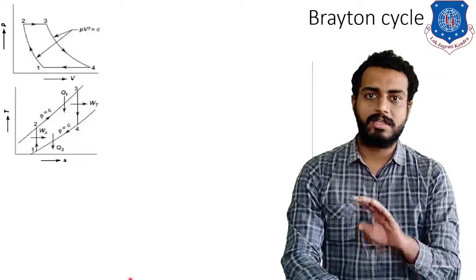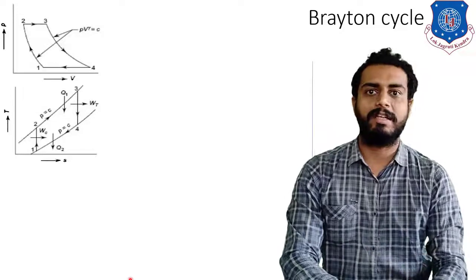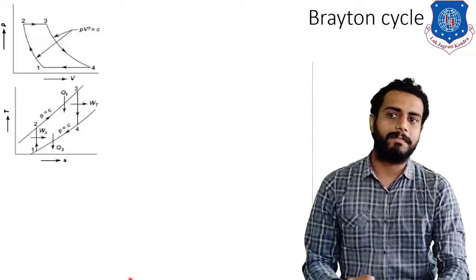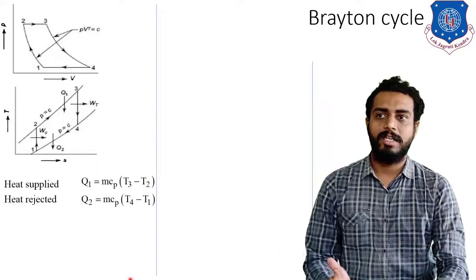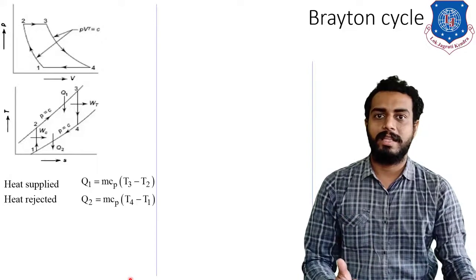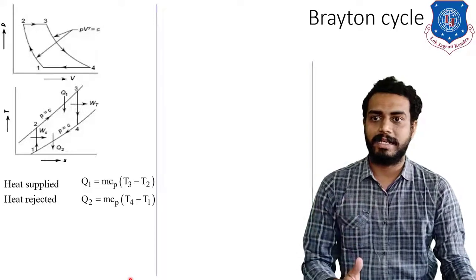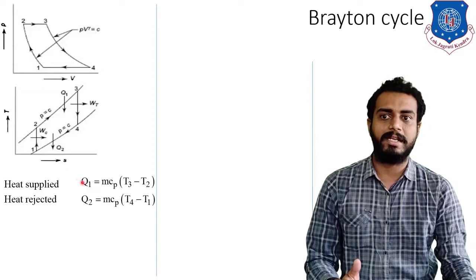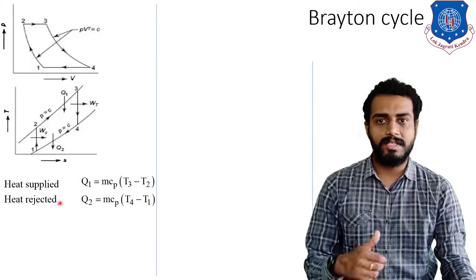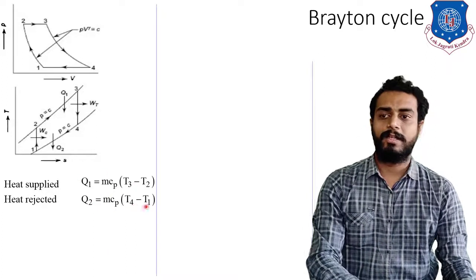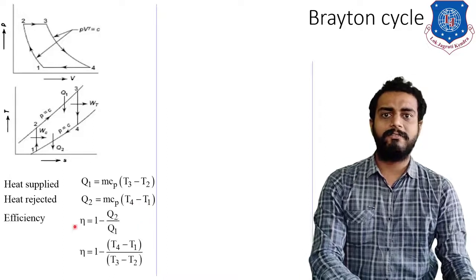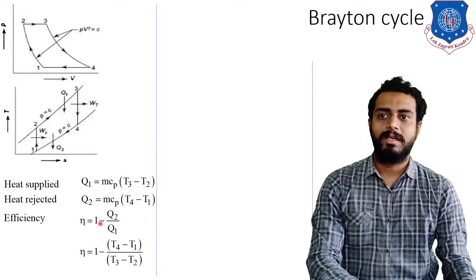The derivation is just simple and just like the Otto cycle derivation. Let us start with the heat supplied and heat rejected. Here constant pressure is there during the heat supply and heat rejection. That is why Q1 is equal to m Cp delta T and Q2 is equal to m Cp delta T, right? Further, efficiency is defined as 1 minus Q2 by Q1, right?